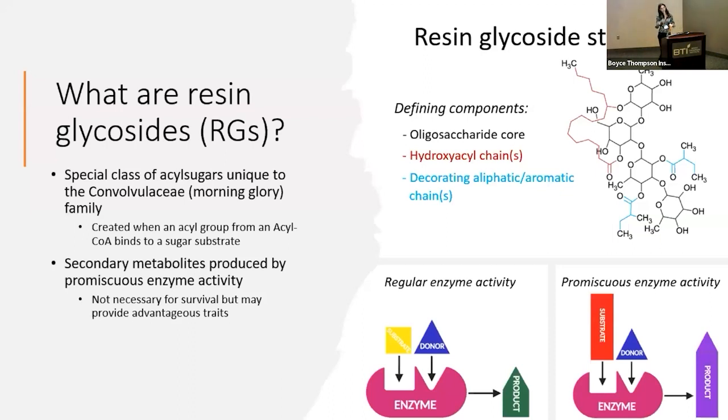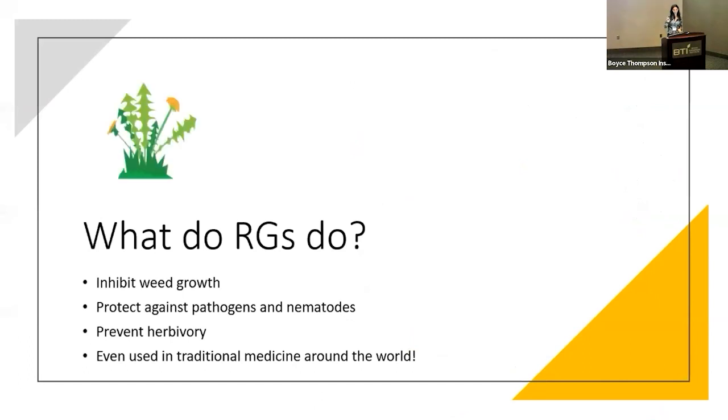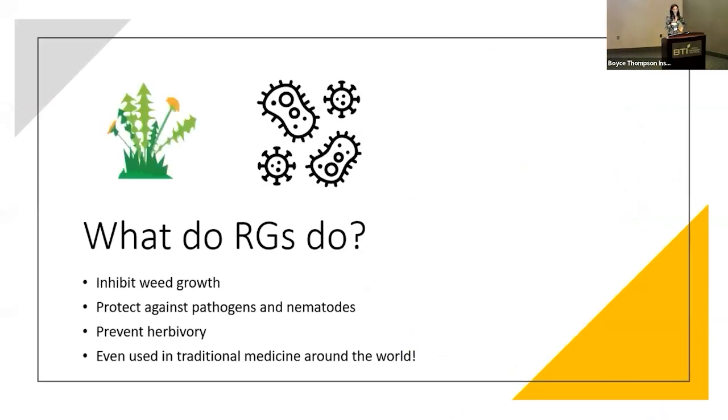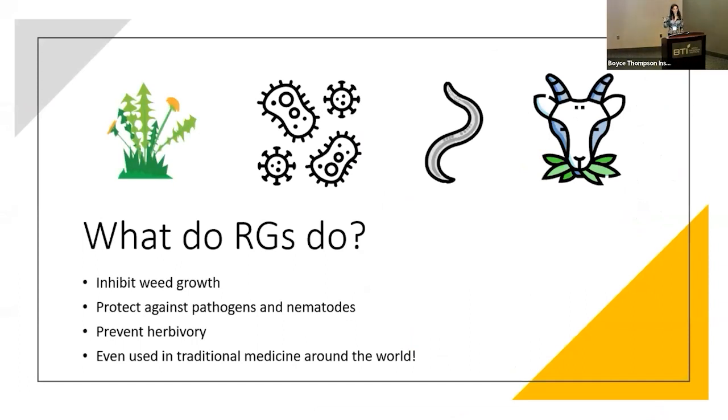And these aren't necessary to function, especially since they only form under certain conditions, but they can provide a lot of advantageous traits that scientists love to research, some of which are inhibiting weed growth, protecting against pathogens and nematodes, and protecting against herbivory from plants. And a lot of plant tissues that are high in resin glycosides are used in traditional medicine around the world.